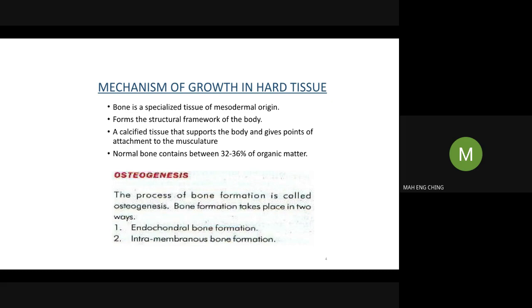Osteogenesis means the process of bone formation. There are two methods of bone formation. The first one is endochondral bone formation. The other one is intramembranous. For the maxilla and mandible, they are a bit of both. The maxilla is mainly intramembranous, but the mandible contains both endochondral and intramembranous.